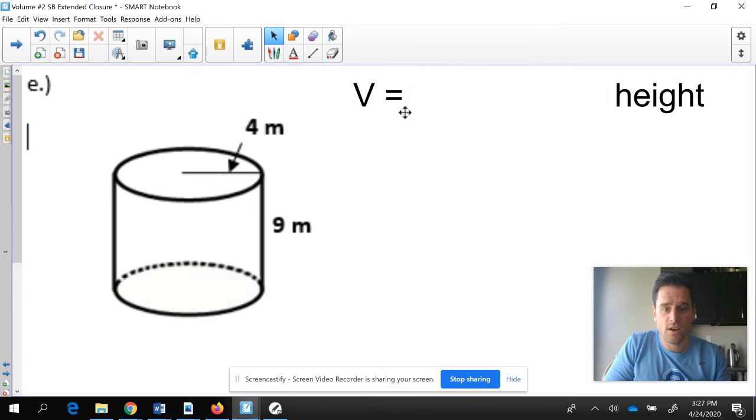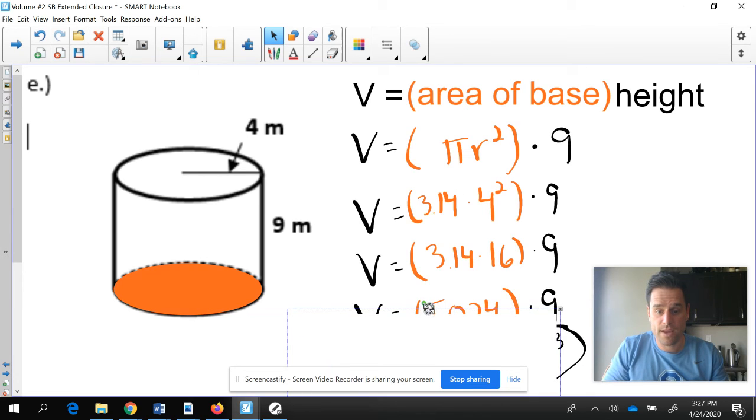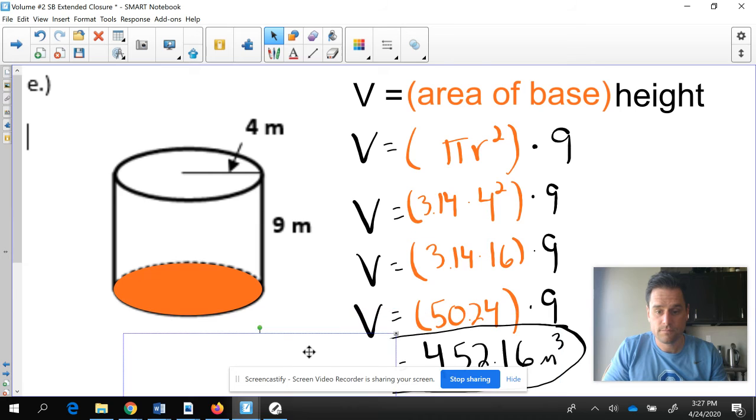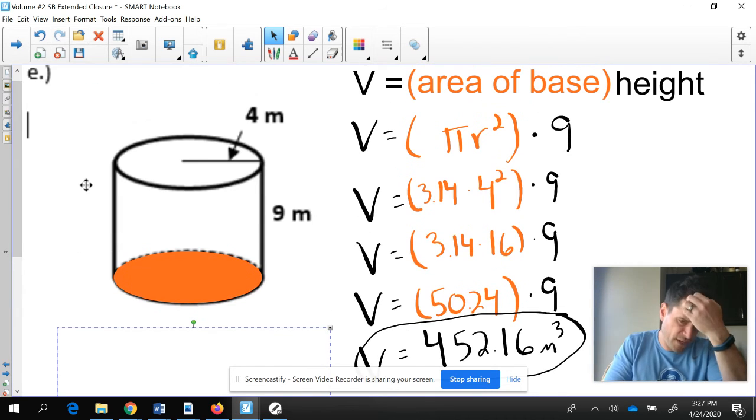You guys know the volume of a cylinder is very similar to a prism. We don't call it a prism, we call it a cylinder, but it's similar to a prism because it has 2 bases. And you would solve that by taking the area of the base times the height. Again, you don't have to write this down. This is what we covered last week. But if you need a refresher, it's going to be pi r squared times the 9. And you solve it and you get 452.16. Let's take that exact same type of prism, and now let's make it a pyramid.